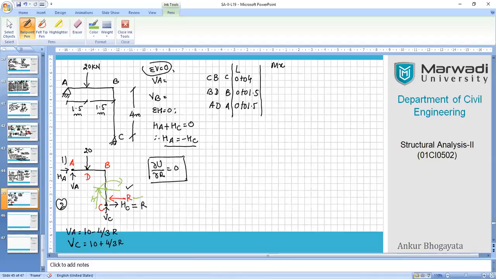There is no other possibility for this member to be considered. So for the other forces, I'll simply take black ink again and write this equation as minus Rx, right? That is the equation. Only you have to consider the redundant. Do not get misunderstood or mix up with the concept that HA and HC have to be considered.